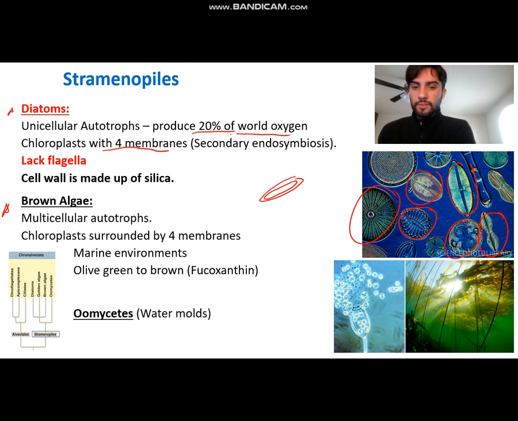Brown algae. So maybe you know the kelp forests. You have marine forests of brown algae called kelp, and you have them on the California coast and also in Europe and all around the world, basically. And they have this pigment, fucoxanthin, that makes them olive green to brown. Oomycetes were previously organized under fungi because they have many similarities to fungi, but actually they belong to the straminopiles.